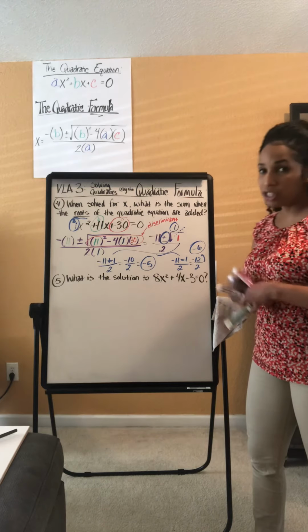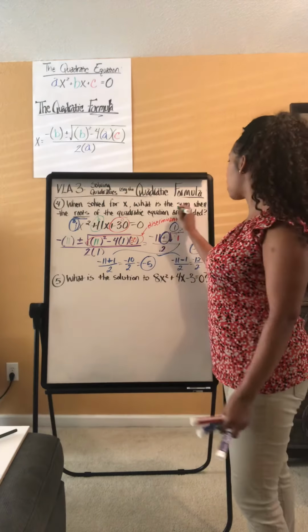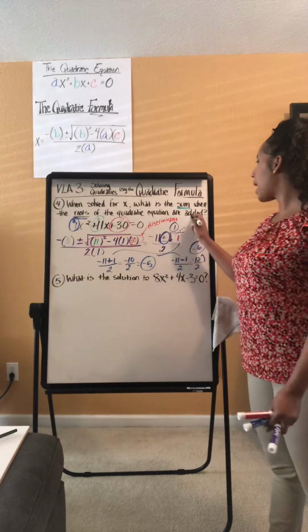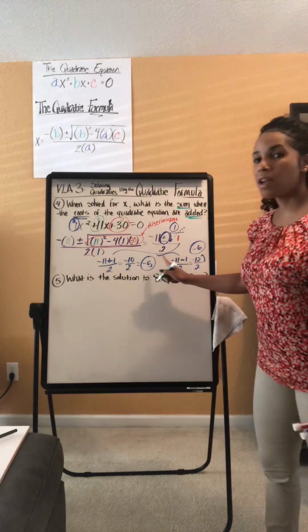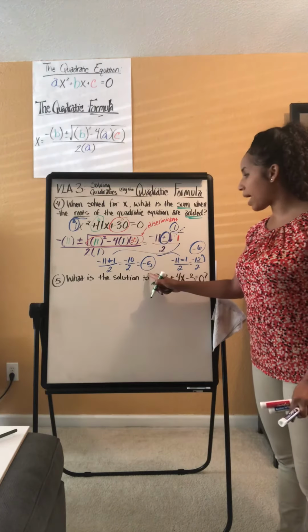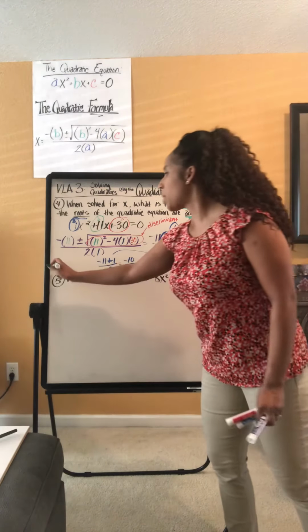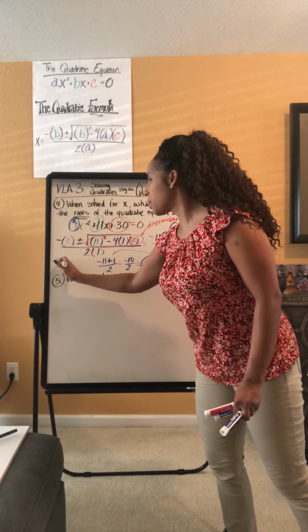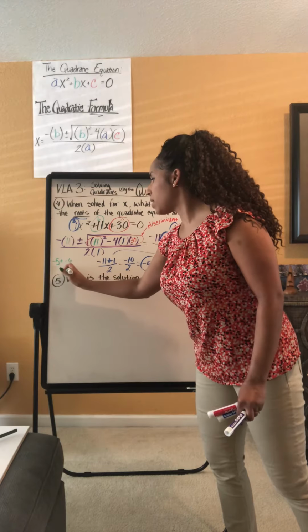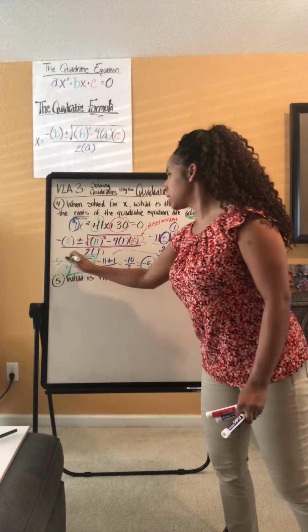Now the question wasn't what are the solutions. The question was what is the sum once I add the roots. So what they want you to do in the end is add the 2 answers you got. I want to add my negative 5 plus my negative 6. And my final answer would be negative 11. That is the answer.